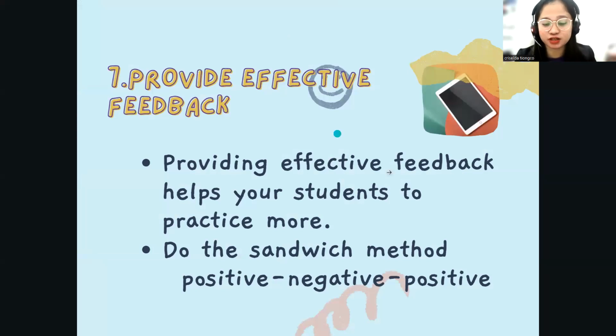Number 7 is provide effective feedback. So providing effective feedback helps your students to practice more. We do have the sandwich method. That's the positive, negative, and positive. So per positive, give an approach like, oh, thank you for attending the class today. You did well. Negative: however, you have to improve on this sentence pattern. Positive: by improving that, you can practice this sentence pattern by reading English books or talking to your friends.